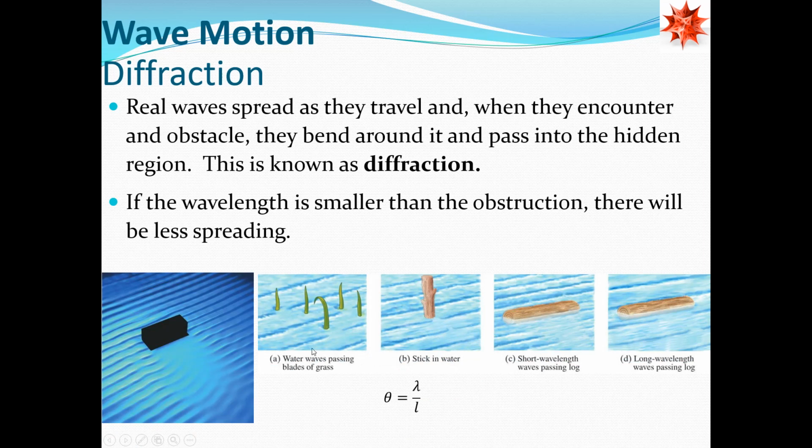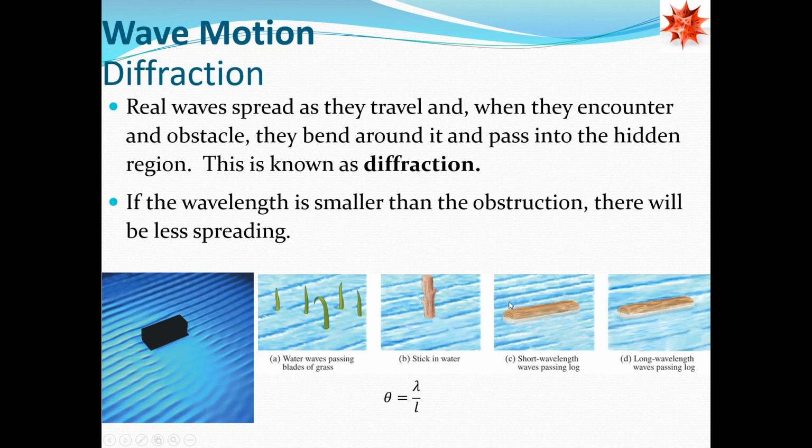Here are some other examples. For example, this is a very small obstruction with a very big wavelength. So the spreading is going to be so big that there's almost a negligible shadow region. And then same thing over here. Small object, big wave, very small shadow region because the spread is so big.